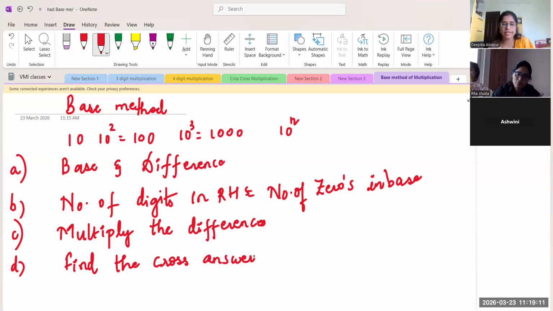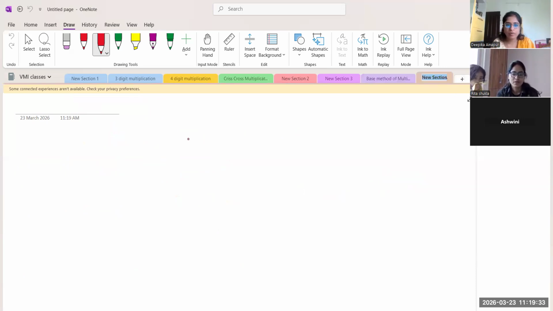So there are three cases. First case is when the number is above the base. Second case, when the number is below the base. Third case, one number is above the base, the second number is below the base. Like that, we have three cases. Okay, right. Hope you have made a note of this, right?